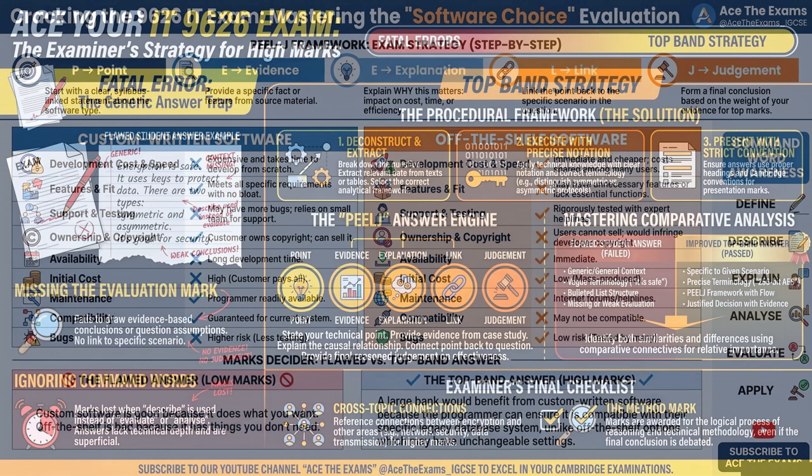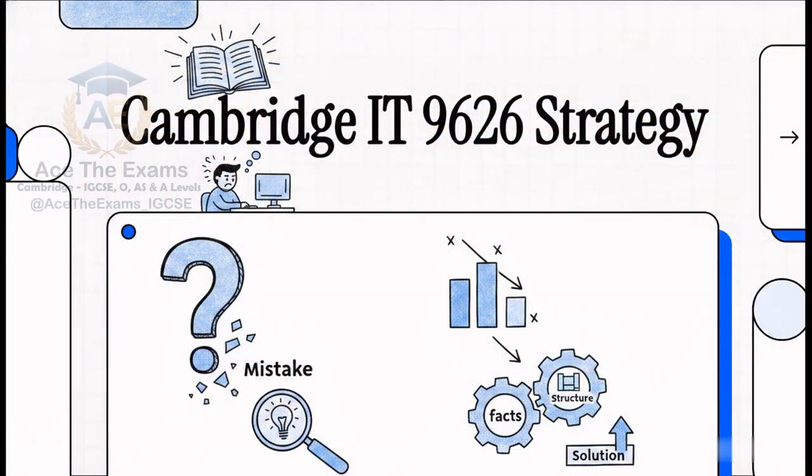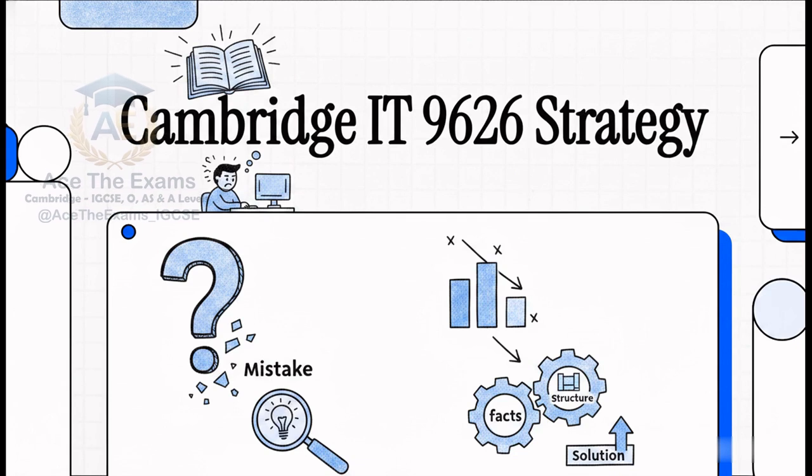Listen, there is a tiny, almost invisible mistake regarding software choices that is literally costing thousands of students massive marks in the Cambridge IT 9626 exam every single year. You memorize the textbook, you know all the definitions, you sit down to write your answer, and boom, you drop a crucial grade boundary. Why?